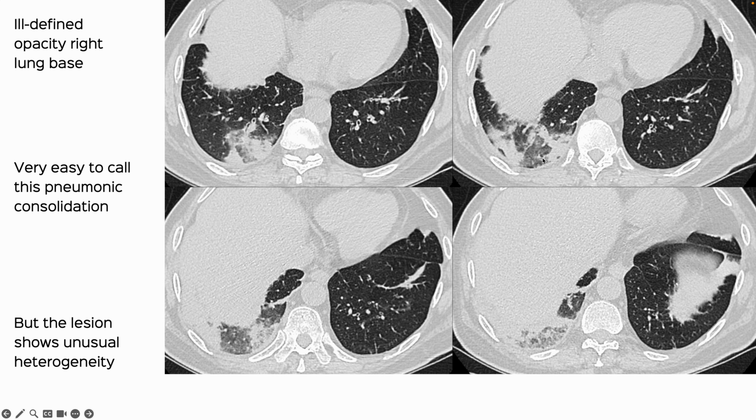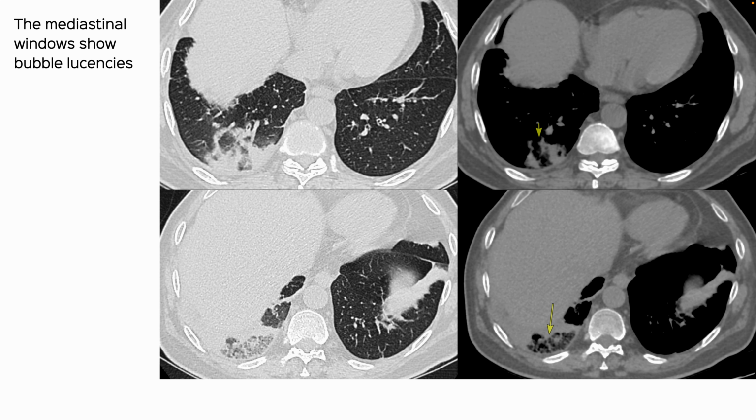There are these so called spared areas, it's a little too heterogeneous. And it's a good idea to look at the soft tissue windows. And the soft tissue or the mediastinal windows show these bubble lucencies or bubbly lucencies or bubbly consolidation, whichever term that you'd like to use.